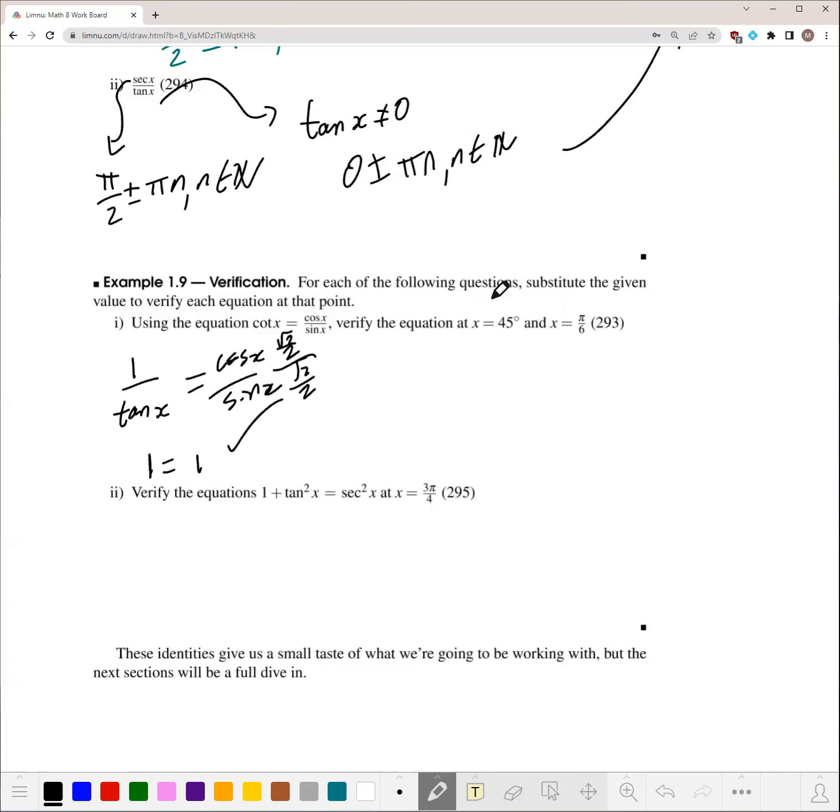How about at pi over 6? Notice we're doing two different places here. That might be nice. So we get 1 over tangent at pi over 6. That's going to be our y value, which is 1/2, divided by our x value, which is root 3 over 2. So that's 1 over root 3, and 1 divided by 1 over root 3 is root 3. On our left-hand side, cosine x is root 3 over 2, and sine x is 1 over 2, and that also cancels out to give us root 3. So that verified. Cool. Both of our verifications are good.